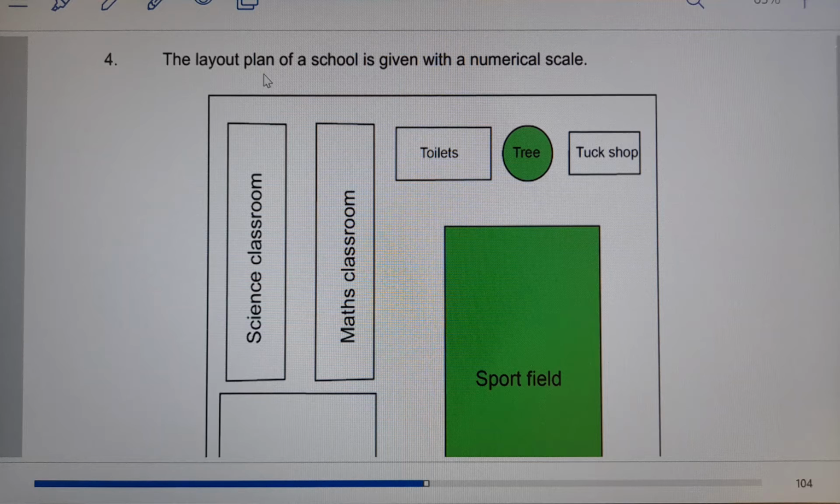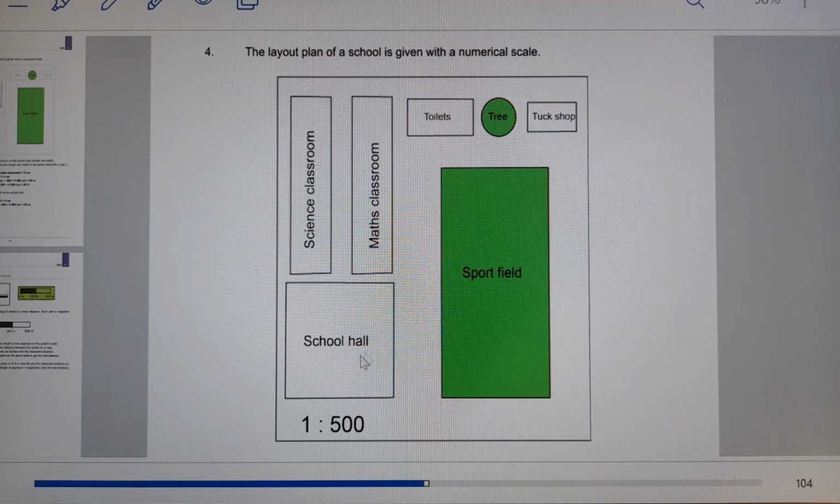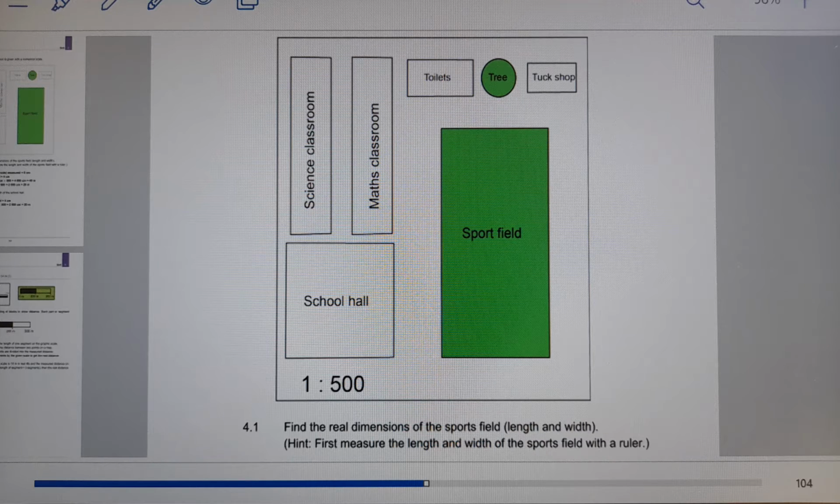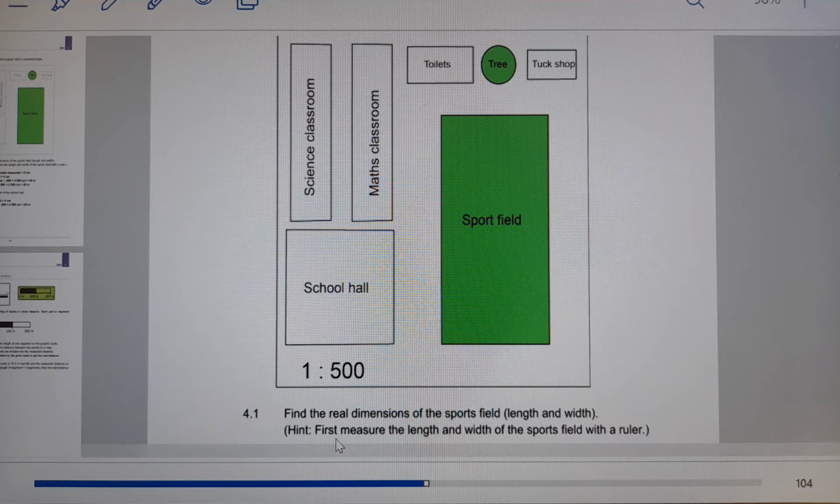They give us the layout plan of a school with a numerical scale. Let's see if I can minimize that. So this is the scale 1:500. So our map scale is 500. Okay, so let's check now the question. Find the dimensions of the sport field, length and width, right? First measure the length and the width of the sport field with a ruler.